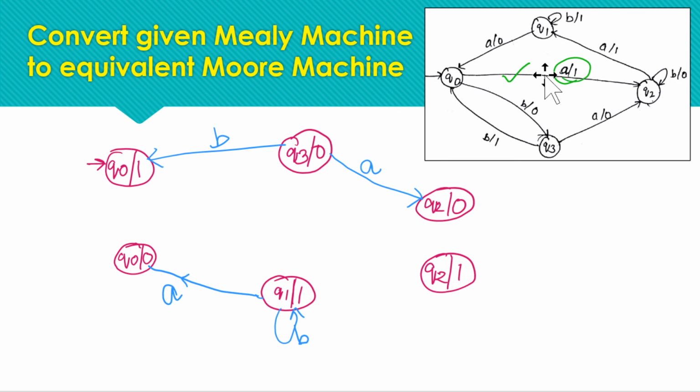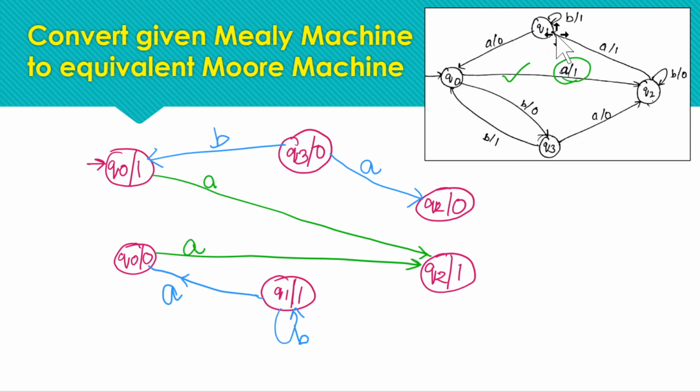Okay, now as we are having two versions of Q0 here, this single transition will be converted into two transitions, as we have to move from both Q0 to the Q2 state with output 1 for input symbol A. So here is the equivalent transition for input symbol A and also from this state for input symbol A. Okay, so one outgoing transition is complete.